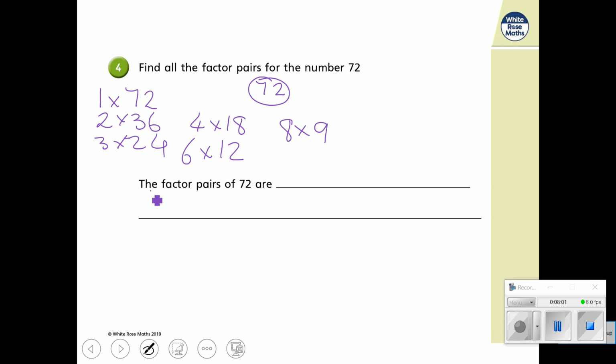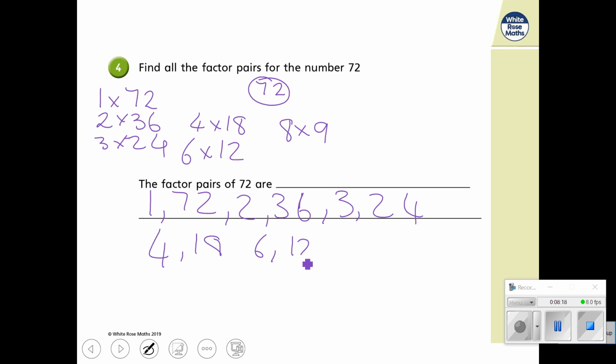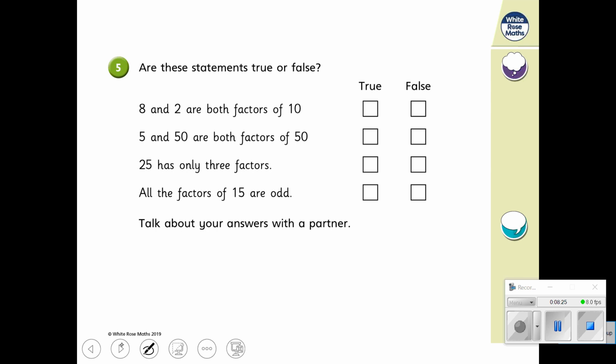So we should have 1, 72, 2, 36. So yeah, 3, 24, 4, 18, 6 and 12, and 8 and 9. Let's move on. Okay, so are these statements true or false?